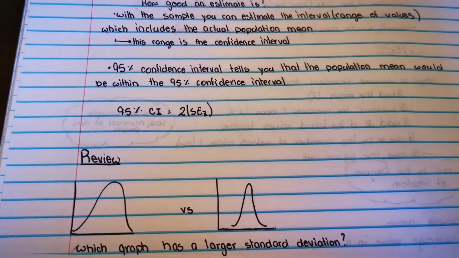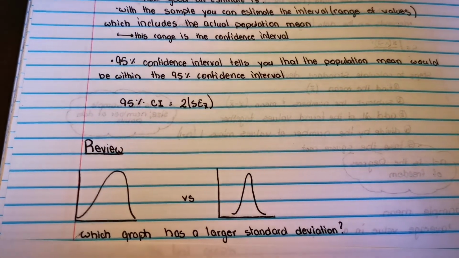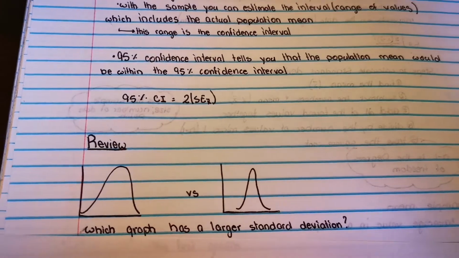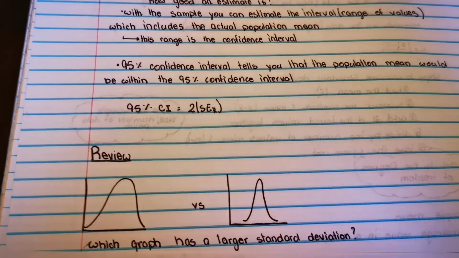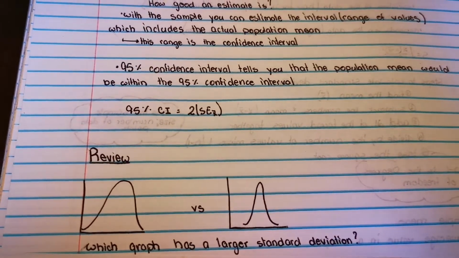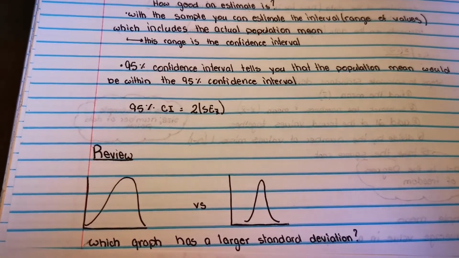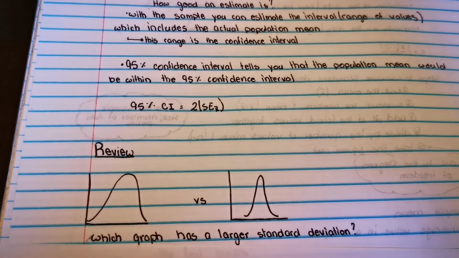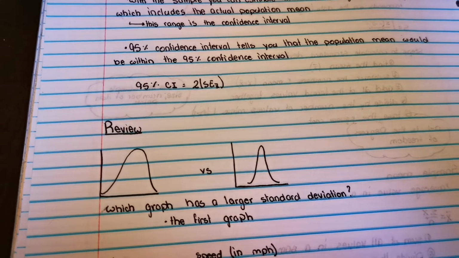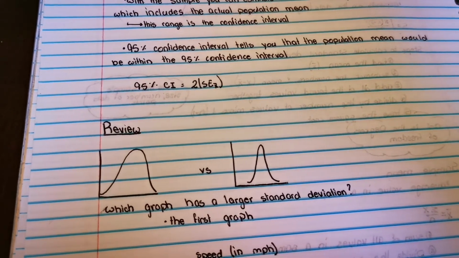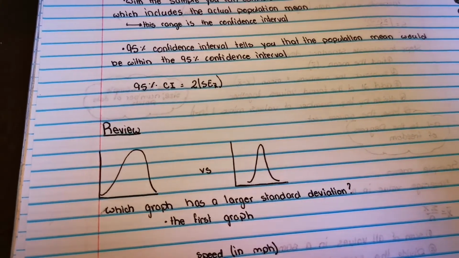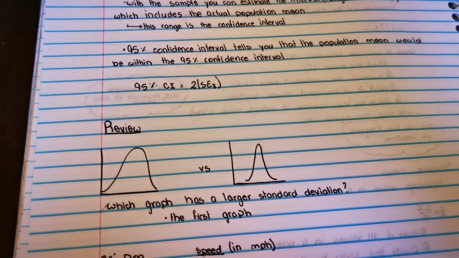Okay, so now let's do some review questions and example questions. So here I've plotted 2 graphs. Both are standard deviation graphs. So we can see it's a bell-shaped curve. So the first review question is, which graph has a larger standard deviation? So go ahead and pause the video and see if you can figure it out. So the answer was the first graph, because it has a larger spread and we can see that it's a lot wider, meaning it has a larger standard deviation.